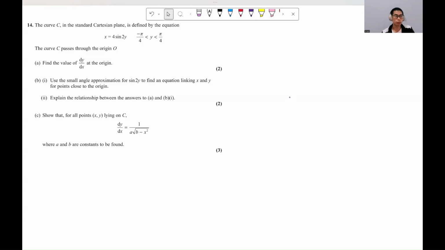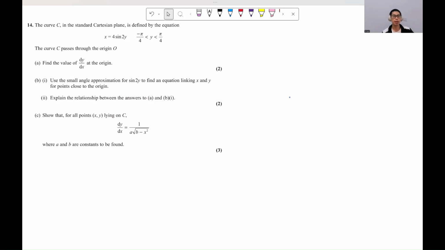Okay, question 14. The curve C in the standard Cartesian plane is defined by the equation x equals 4 sine 2y, where y is between negative pi over 4 and positive pi over 4. Curve C passes through the origin O. Find the value of dy over dx at the origin.